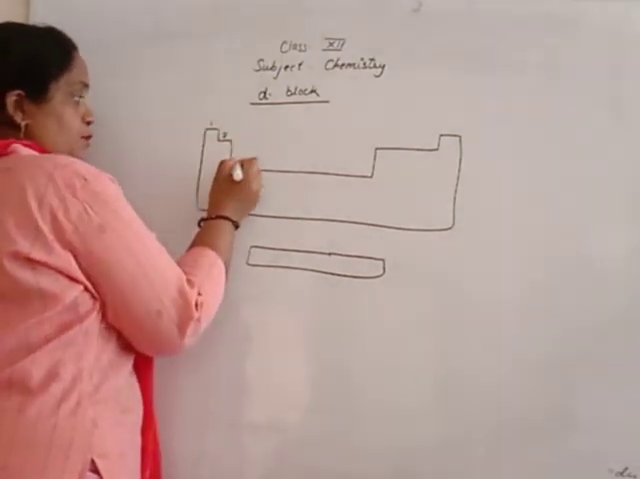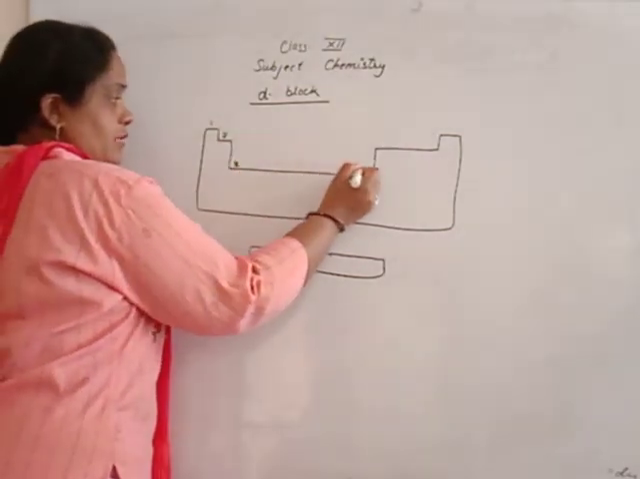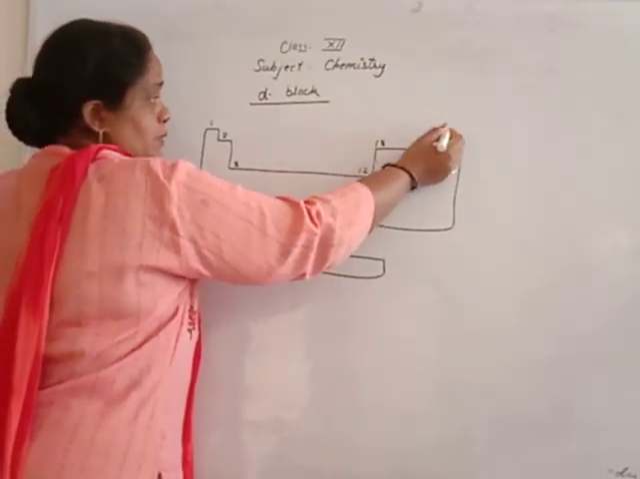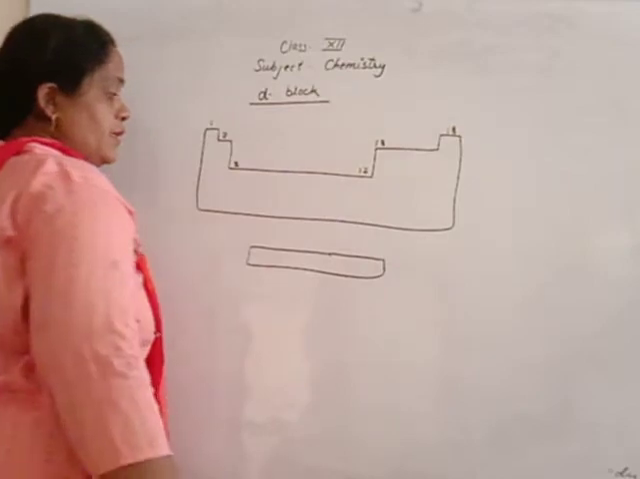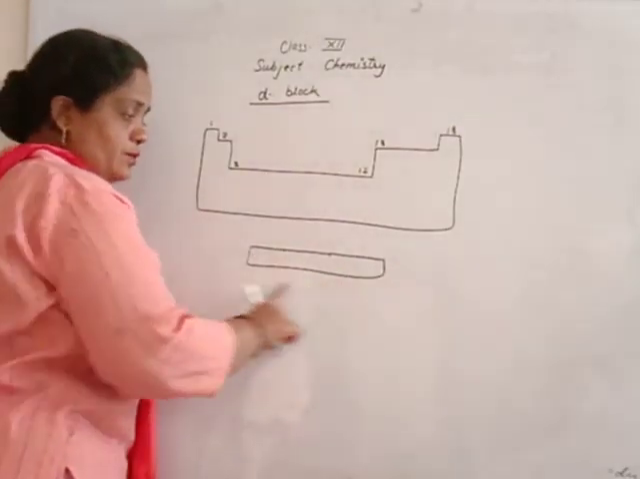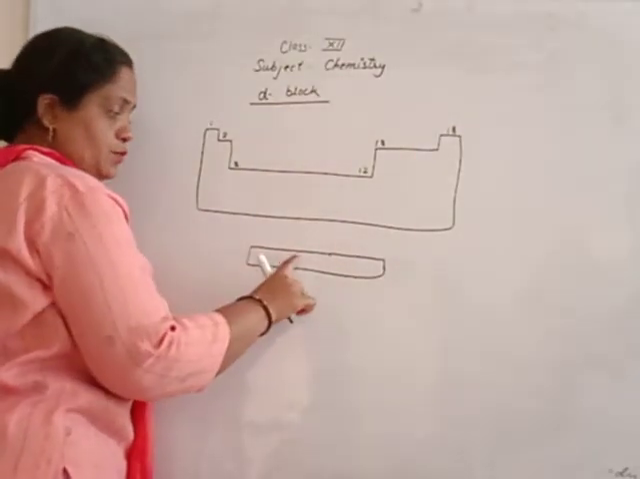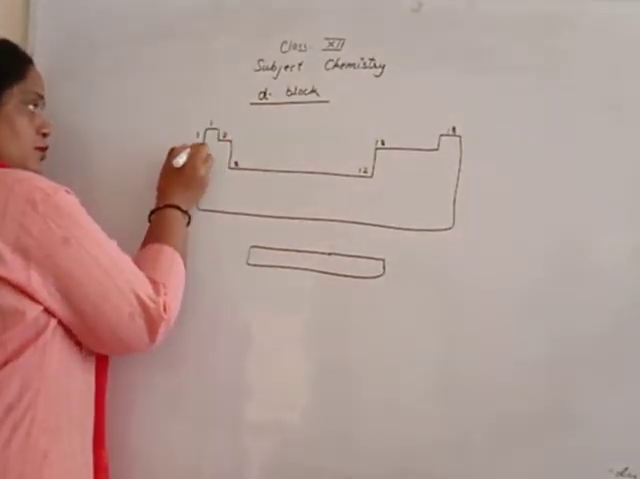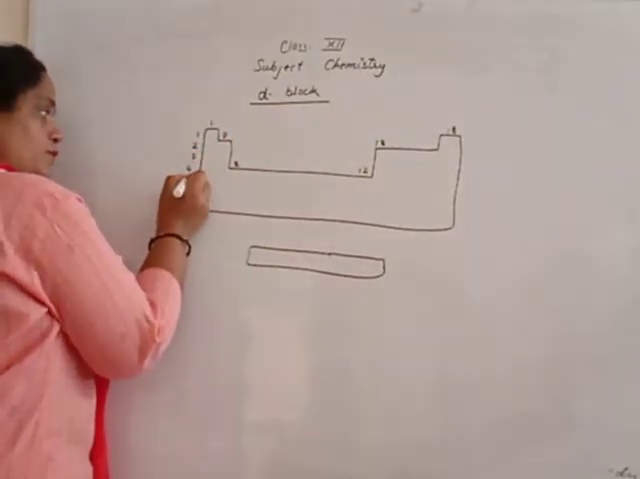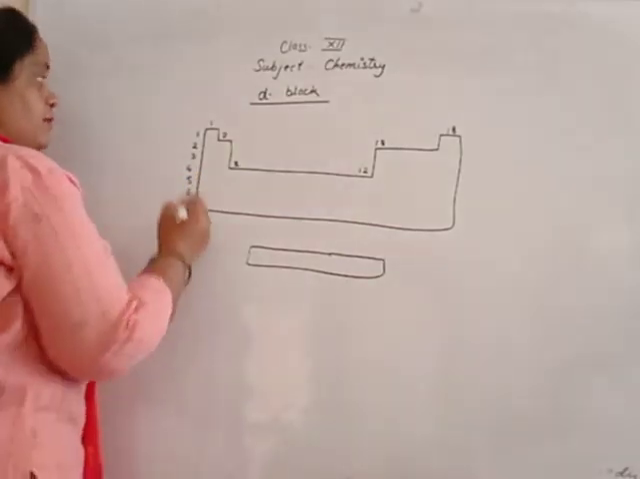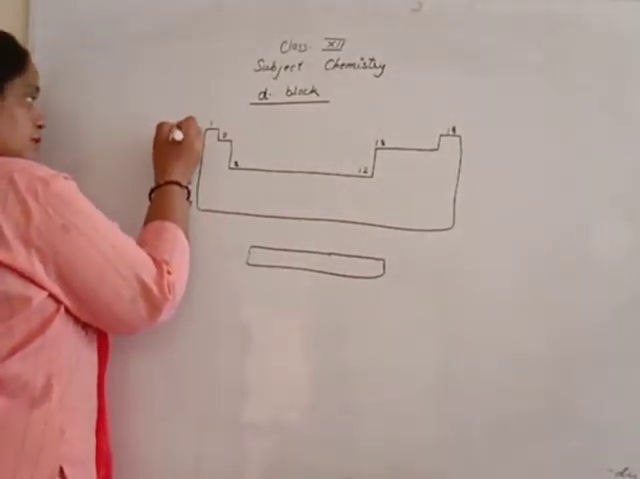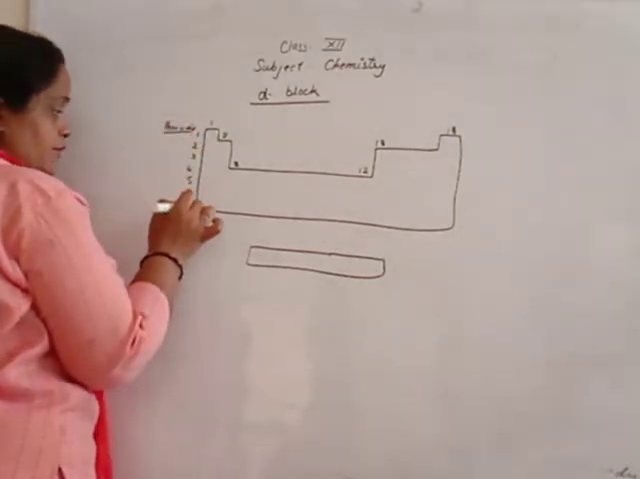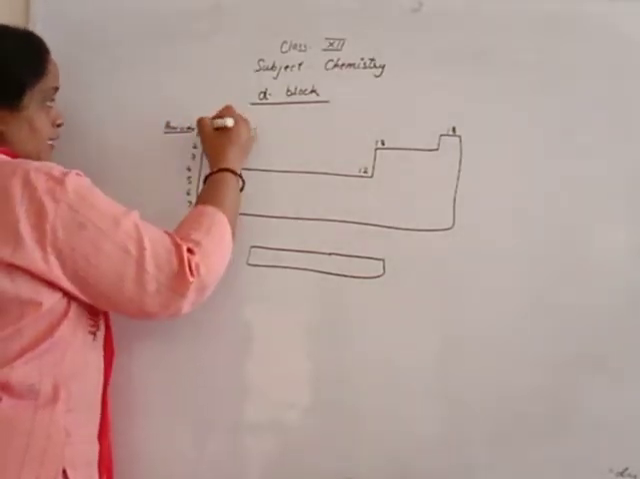You will find 1, 2, 3, 4, 5, 6, 7 up to 12, 13, 14, 15, 16, 17 up to 18. This type of number is not present on this. It consists of 28 elements. You will see 1, 2, 3, 4, 5, 6 and 7. These are periods, 7 periods. And these are groups.